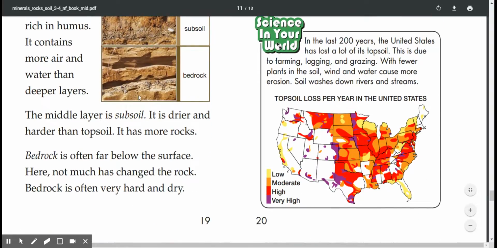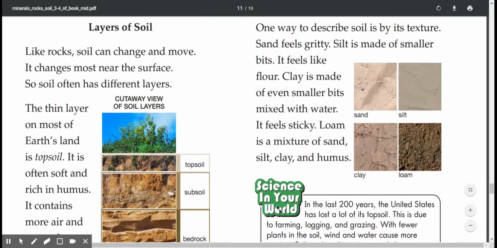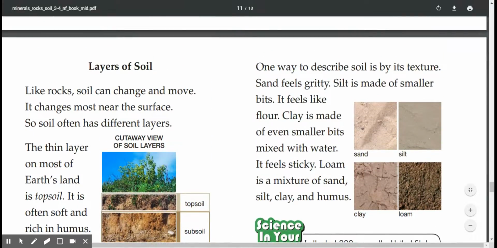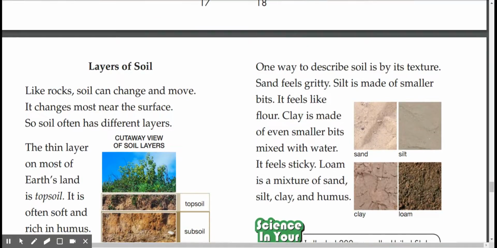Then you have the subsoil. It's drier, harder, has more rocks. Not quite as good for growing stuff. And then there's bedrock. It's pretty much just rock at this point. It's very hard, very dry. Not a whole lot of actual sand or anything besides the rock.